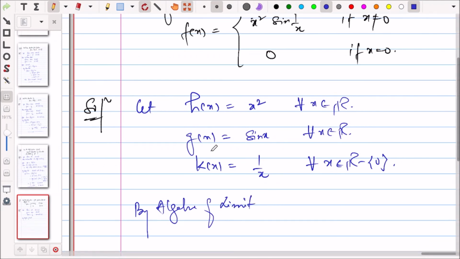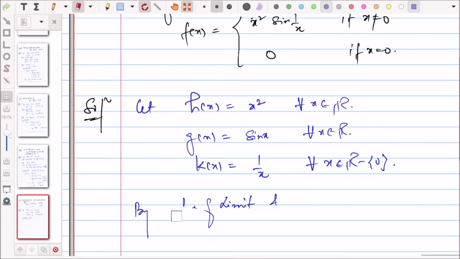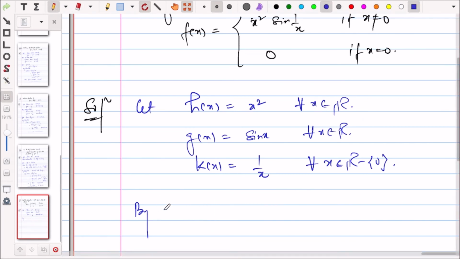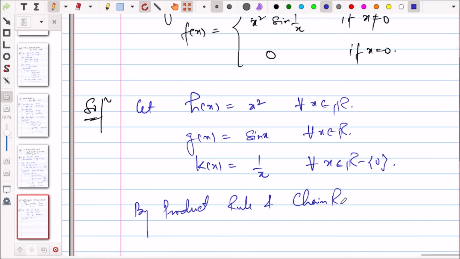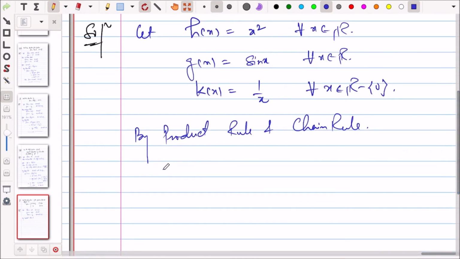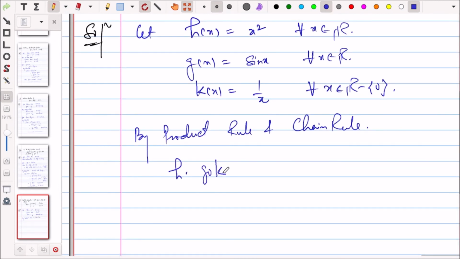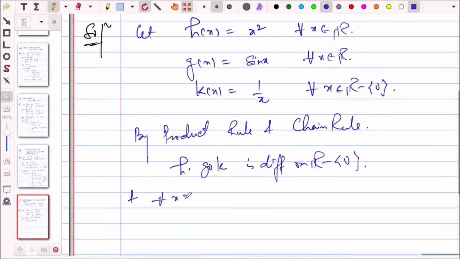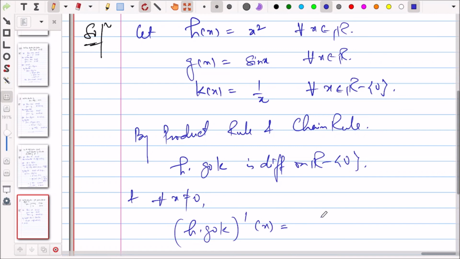or you can say by product rule and chain rule, h dot gok is differentiable on R minus 0, and for all x not equal to 0, (h dot gok)'(x) will be equal to, what will this be?